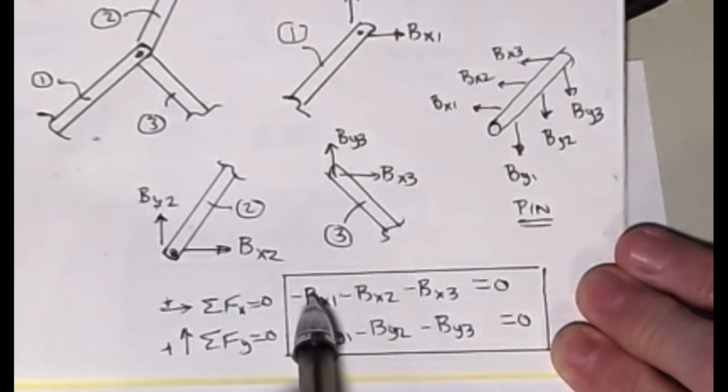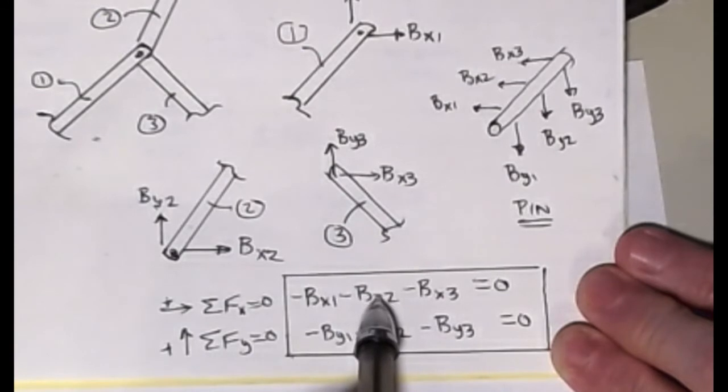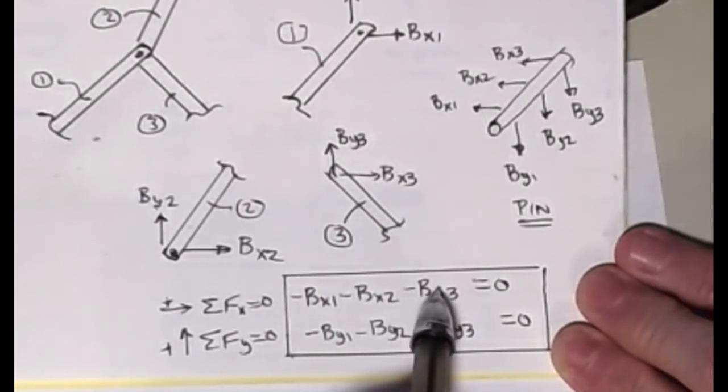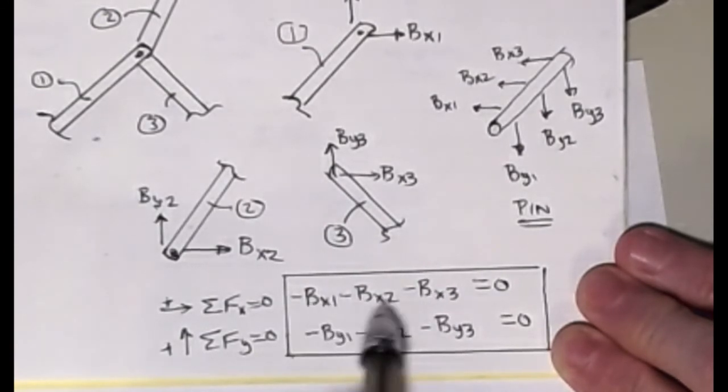So if this guy is 200 and this guy is 400, this guy is going to be 600 in the opposite direction. Because again, this plus this plus this has to sum to 0. All right. And then likewise for the y direction. So that becomes one of the tricks.